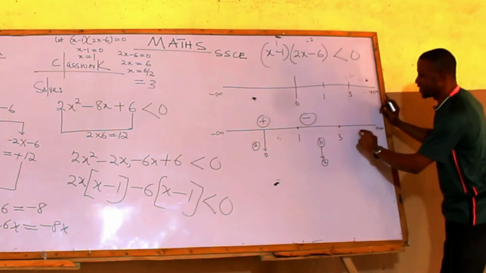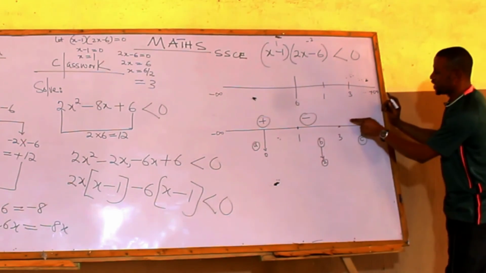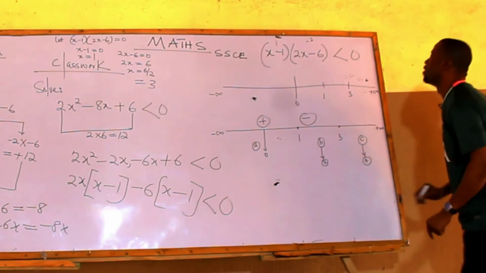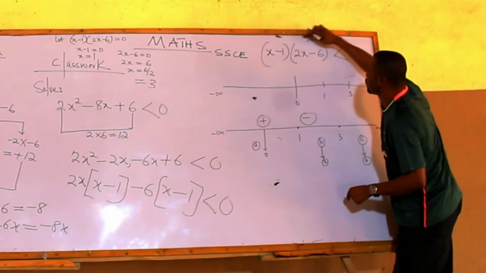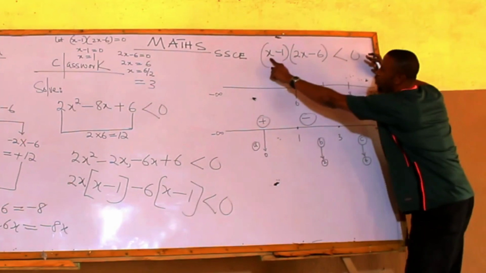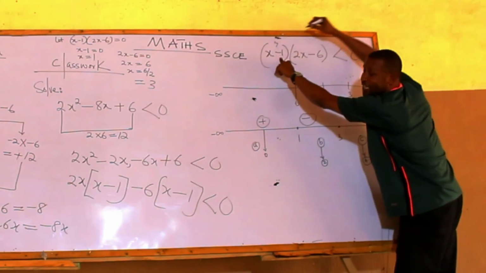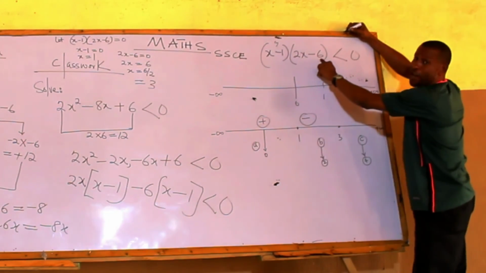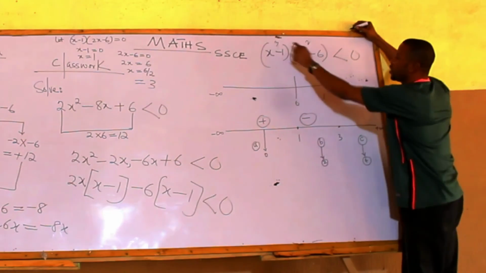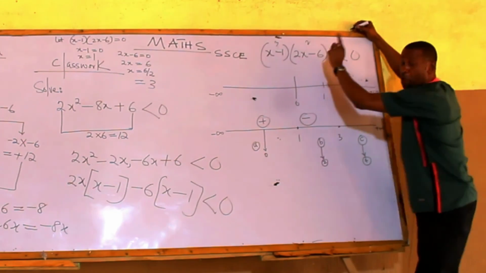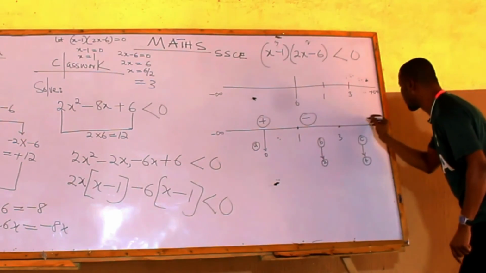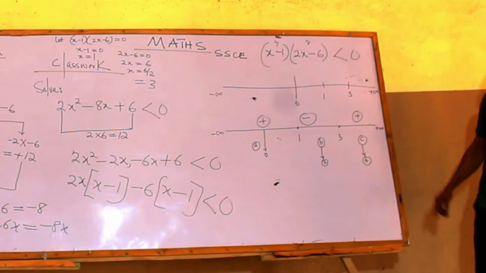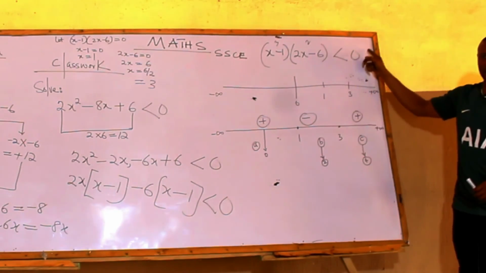Okay. We go to the last region, 3 and above. Is 4 here? Let's test 4. 4 minus 1 is what? 3. 2 times 4, 8. 8 minus 6, 2. 3 times 2 is what? 6. Positive. So this is a positive what, somebody? Region.